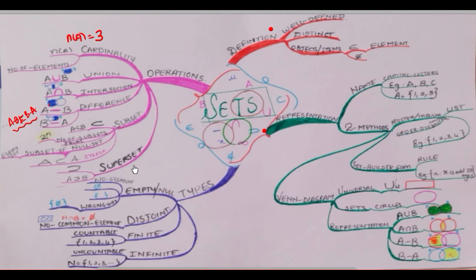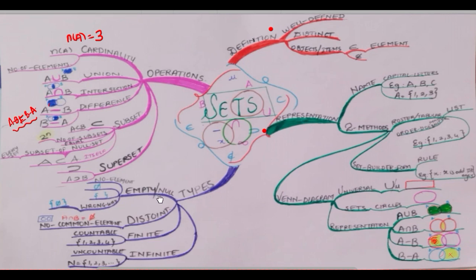The next thing is superset. Superset means if we say A is superset of B, it means A has all the elements of B and it has additional elements other than what B has. So, we say that A has more elements than B and it also has all the elements of B. Then we say that A is superset of B.